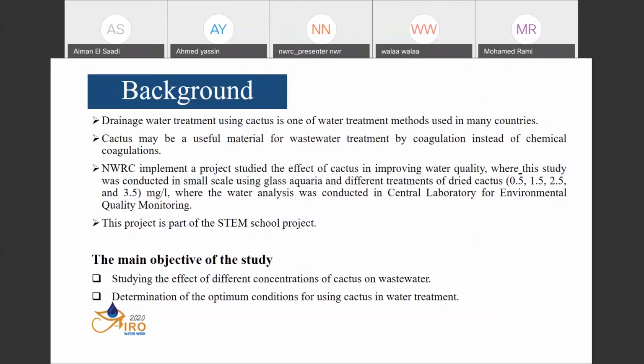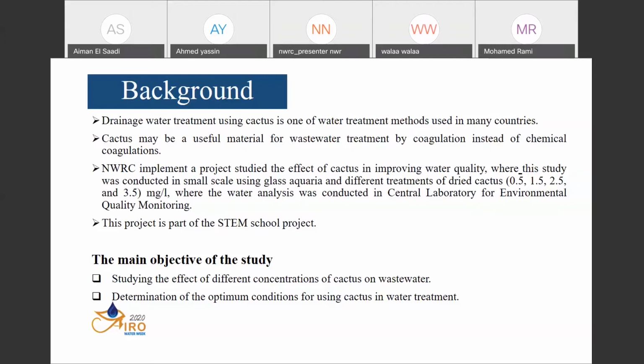Let's go to the second part of my presentation, the background. Drainage water treatment using cactus is one of the water treatment methods used in many countries, including Egypt. Cactus may be a useful material for wastewater treatment by coagulation instead of chemical coagulation. NWRC implemented a project studying the effect of cactus in improving water quality, and all analysis was done in the Central Laboratory for Environmental Quality Monitoring. The project is a part of the STEM school project.